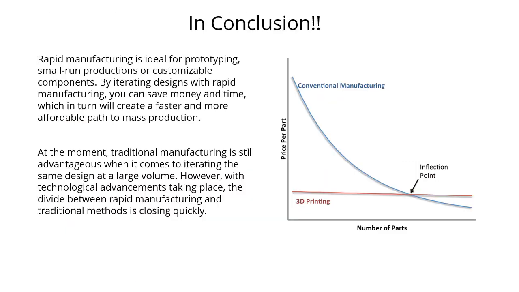Right, in conclusion, rapid prototyping, there's the two main ones that you need to know. So don't forget your FDM, your fused deposition modelling. Don't forget your direct metal laser sintering. Don't forget that they are additive. They are ideal for prototyping, small run productions, or customizable components. You can save a lot of money and time by iterating design.